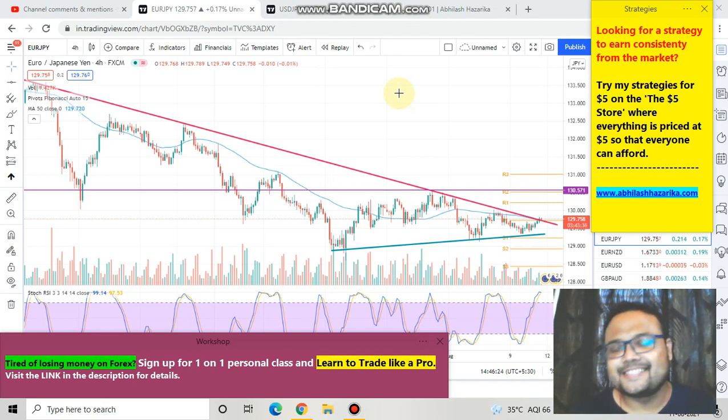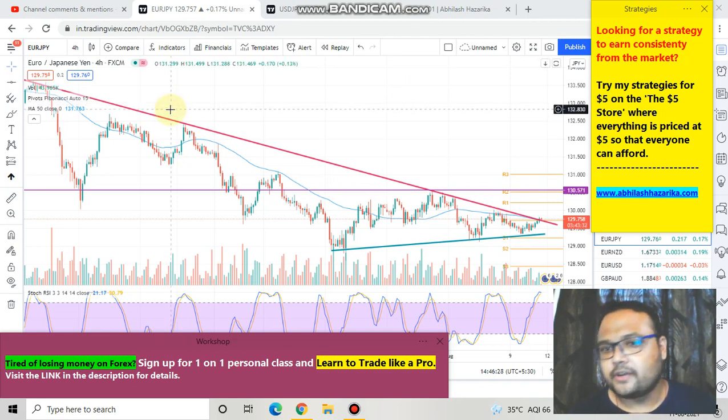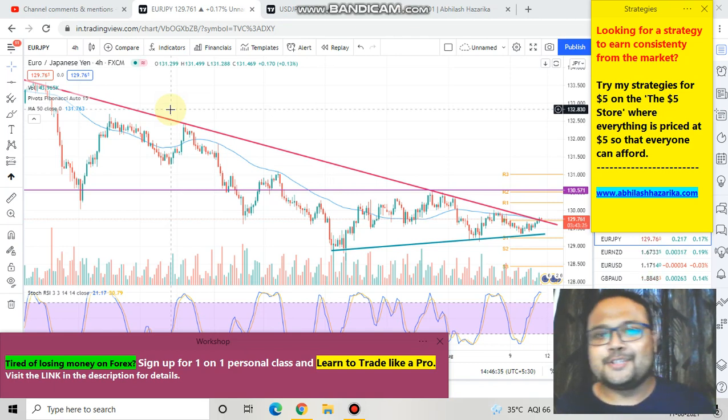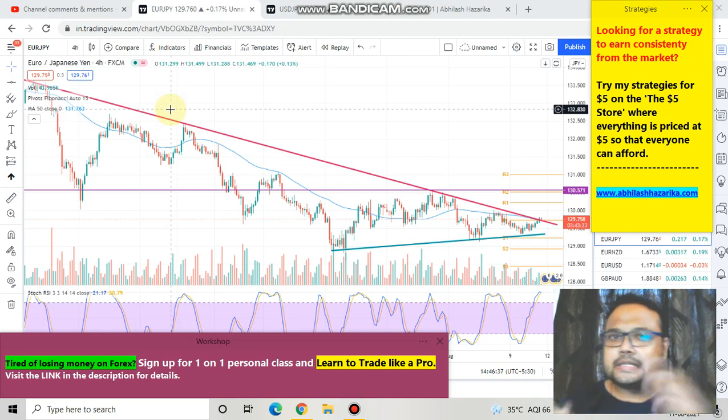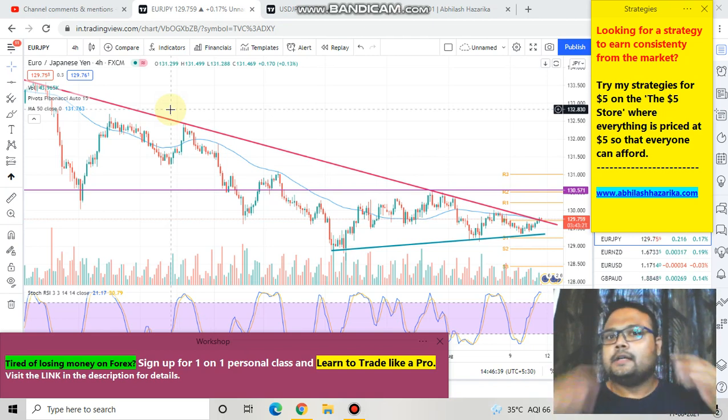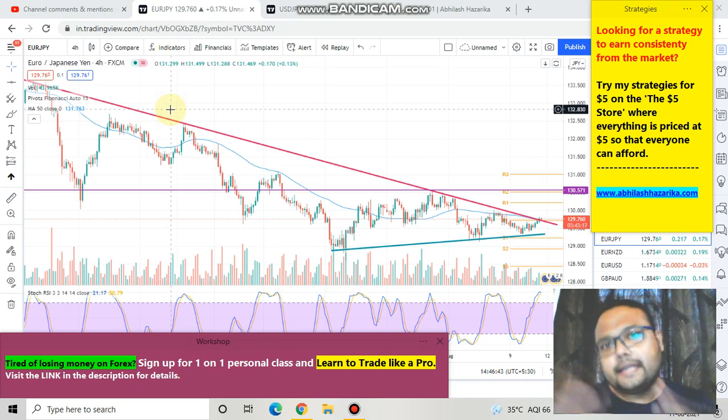So let's get started. So this is the Forex chart of EURJPY in front of us right now, and as you can see, I have got three complicated, colorful lines drawn on the chart. So let's try to understand these lines. Let's try to understand the market, what is going on the chart of EURJPY, and then we will be jumping to the strategy part. So let's get started.